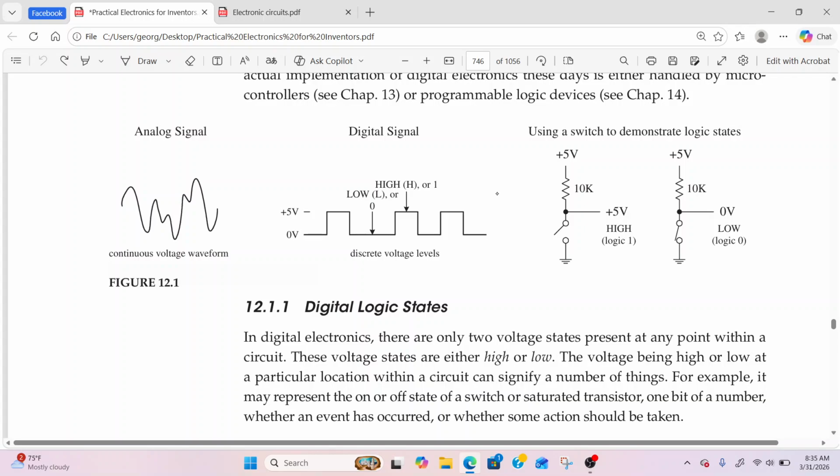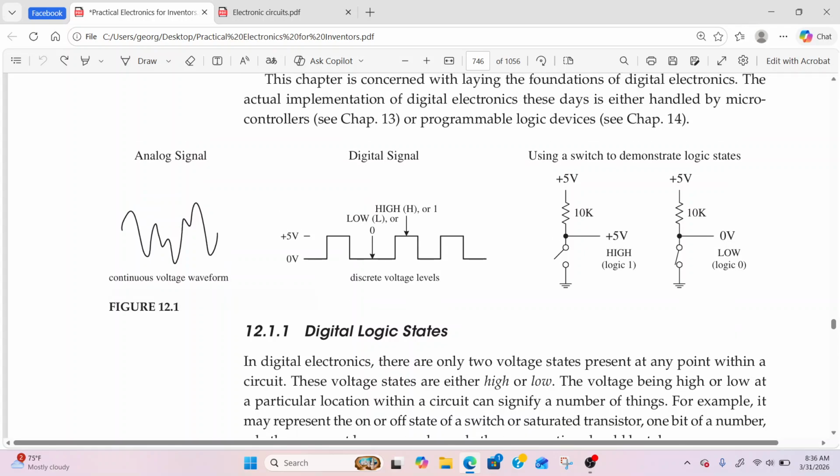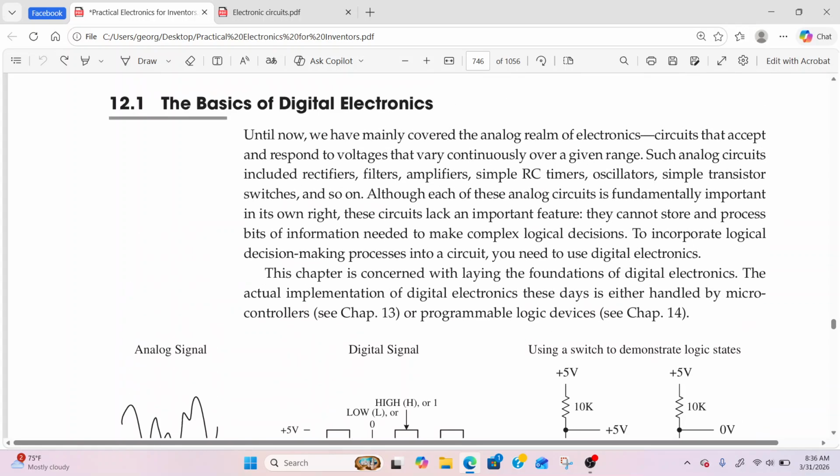All right, so in this video, we're going to take a look at logic circuits. But let's first do a brief introduction to basic digital electronics. We're going to start from here. This is taken from a book called Practical Electronics for Inventors, another book that I recommend.